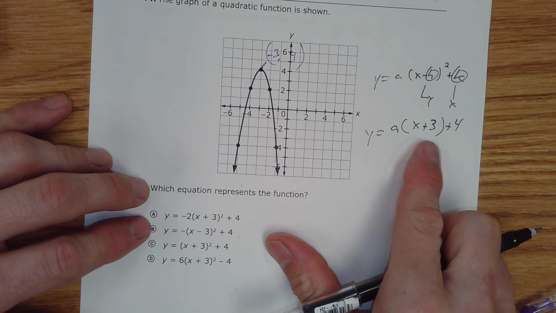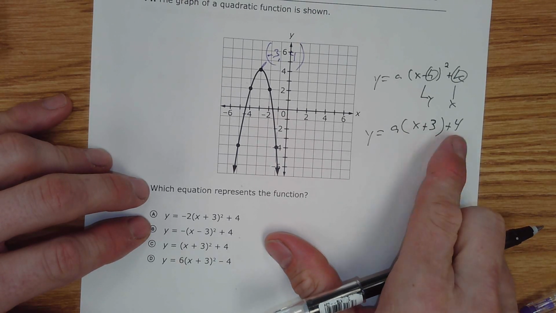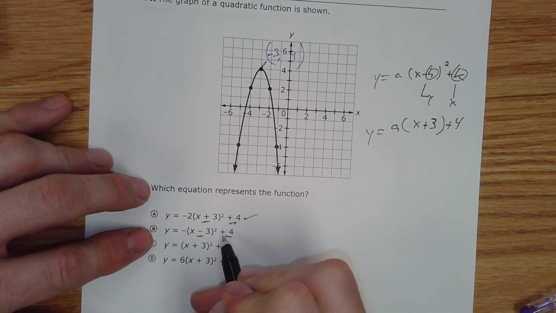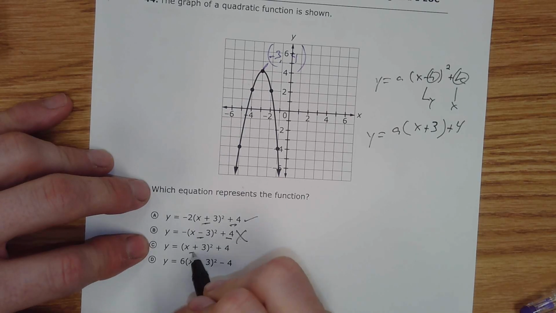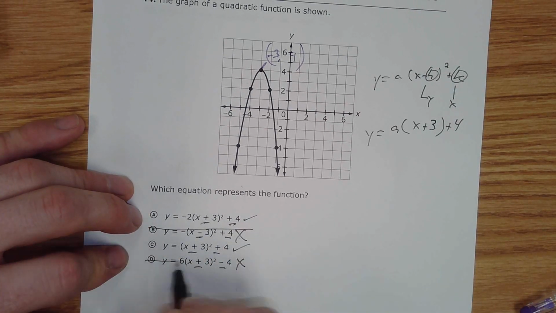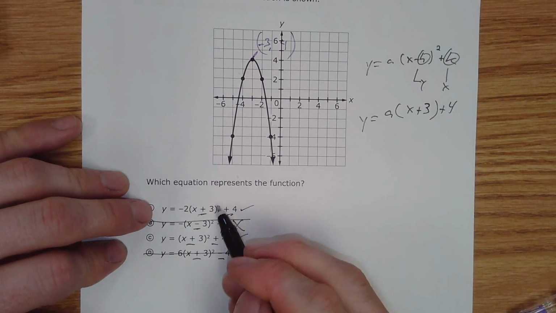Wherever I have a plus 3 and a plus 4, that could work. A minus and a plus does not work. A plus and a plus could work. A plus and a minus does not work. So it's not those two. It's either this one or this one.